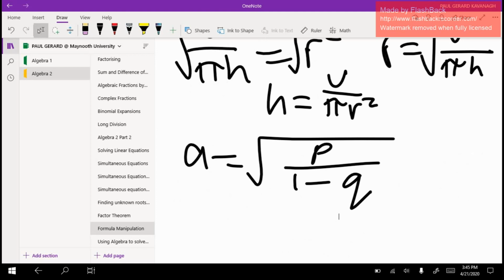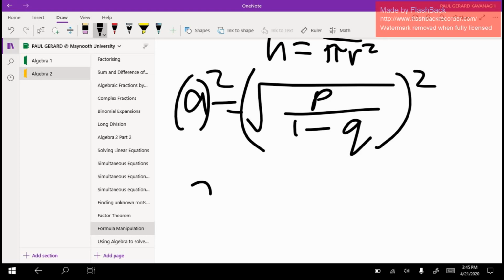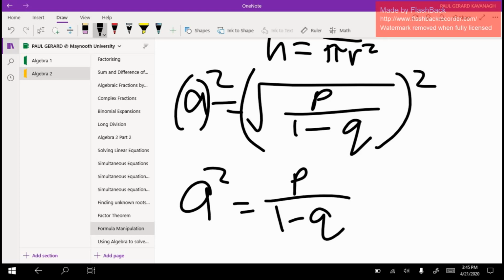So let's take a equals root p over 1 minus q. Let's say that you want q on its own. First of all, you have a root sign in the way, so you just square both sides. That gets rid of the root. So you have a squared is equal to p over 1 minus q. Now you're going to isolate p for a while. If you wanted to know p, you could say p is equal to a squared times 1 minus q. And we want to know q.